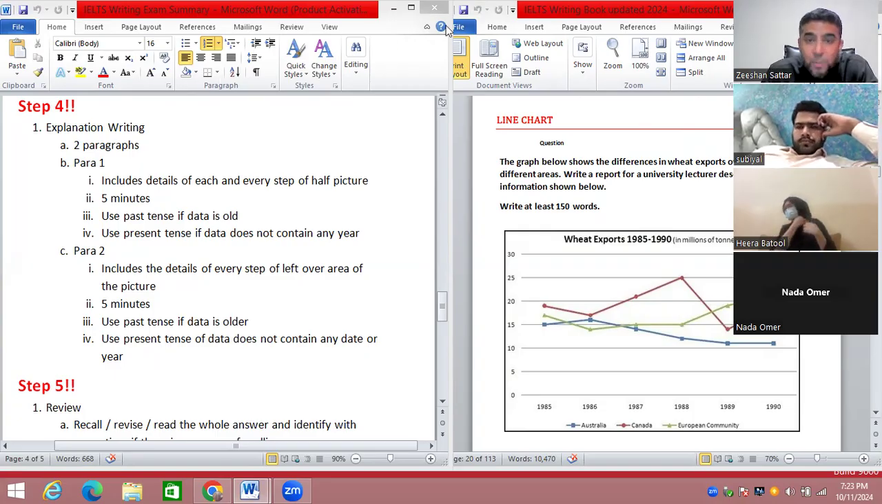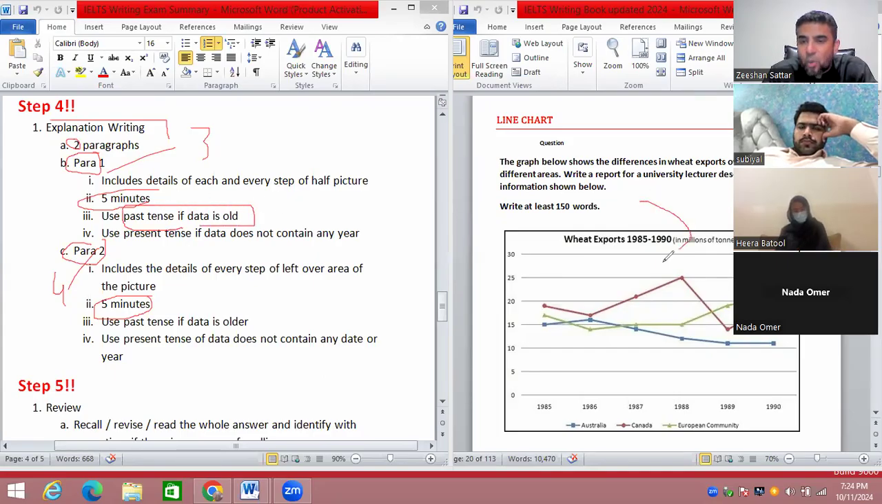I have already explained it, but let's have a recap. I told you that in the explanation, we have to write 2 paragraphs. This will be summary paragraph 3 and this will be summary paragraph 4. We will spend 5 minutes here and 5 minutes here. If the data is old, we will use the past tense. As the data here is older, belonging to 1990, we will use the past tense in writing the explanation in both paragraph 3 and paragraph 4.